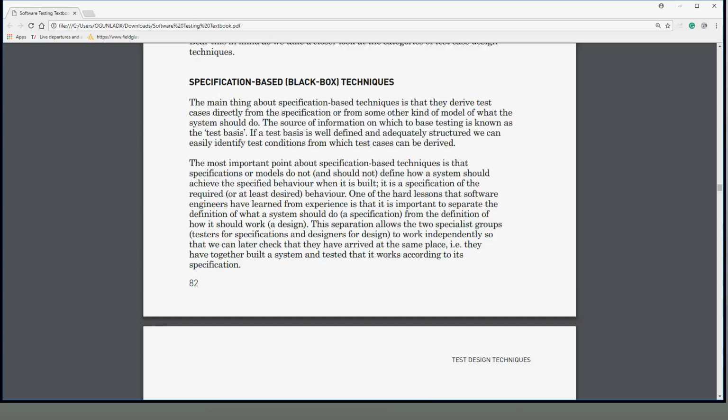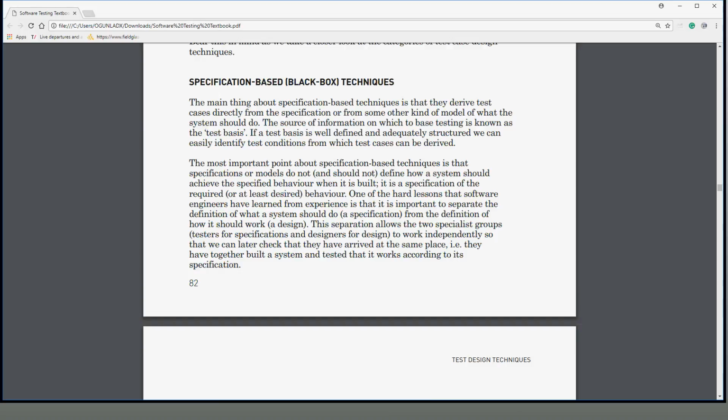Okay, there's specification based, which is called black box. Black box because it's so black, you cannot see what is inside. It's based on the specification. As you know, specification is just documents. So it's called black box because you cannot see into the code. What you have is just the specification, just that document. It doesn't say anything about the code.